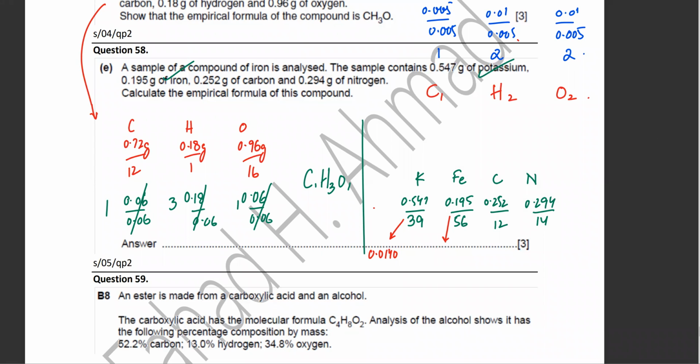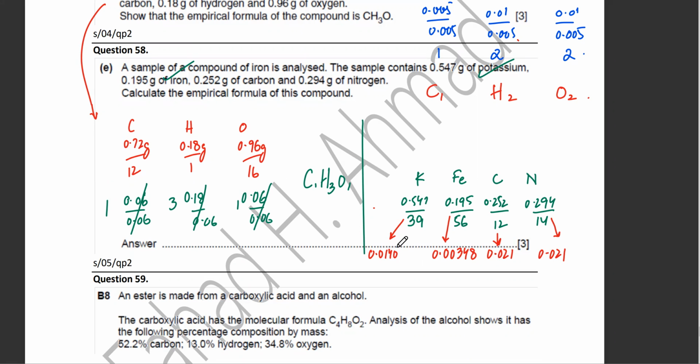So that one is 0.00348. Sir, the next is 0.021. The next one is 0.021. What about the last one? It's the same. Sir, it's also 0.021. Okay, and these are not whole number ratios. You have the moles but they are decimals.